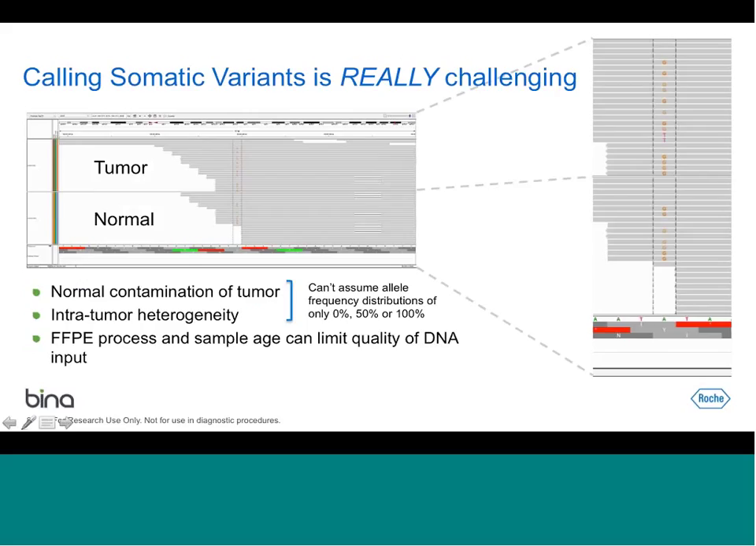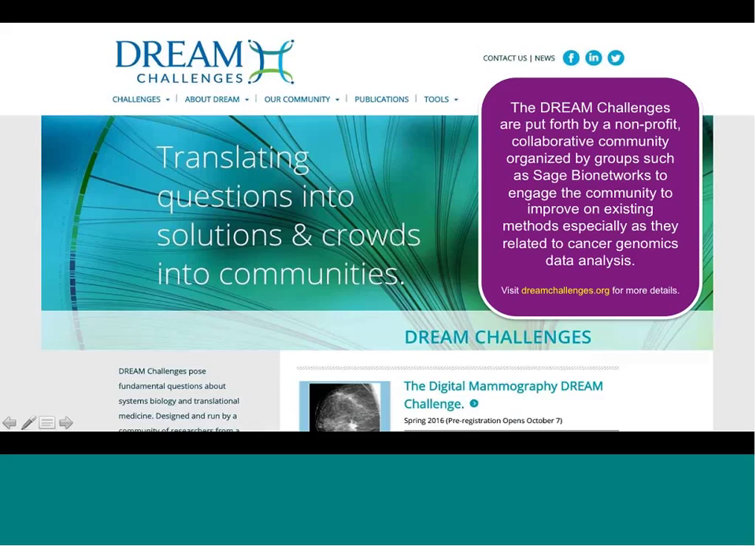And then a lot of these samples arrive as formalin fixed. The biopsy may have been collected some time ago, and you may not have a lot of tissue to work with. So we have issues of DNA quality and quantity to deal with. That's one of the reasons why the DREAM Challenges put out a competition or a challenge to the research community to come up with better ways of detecting somatic mutations.